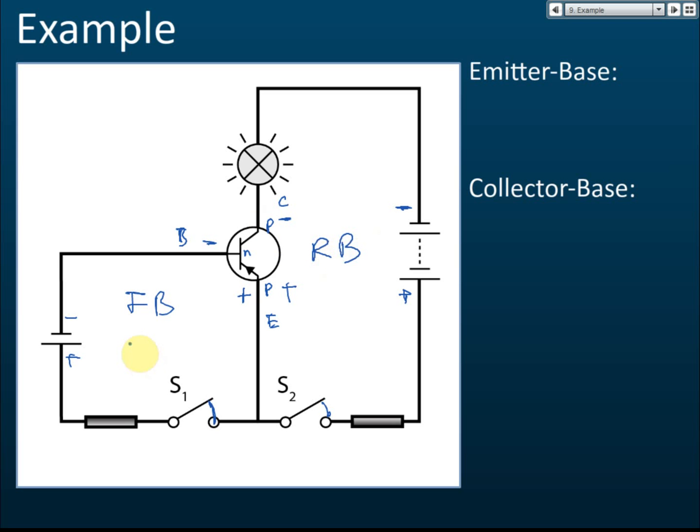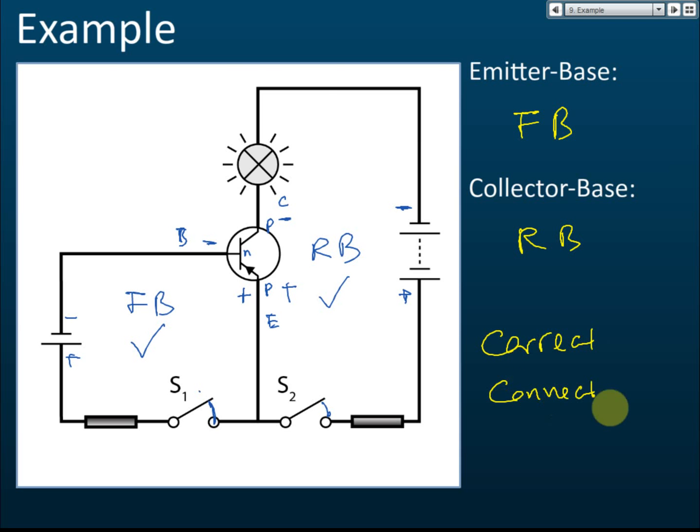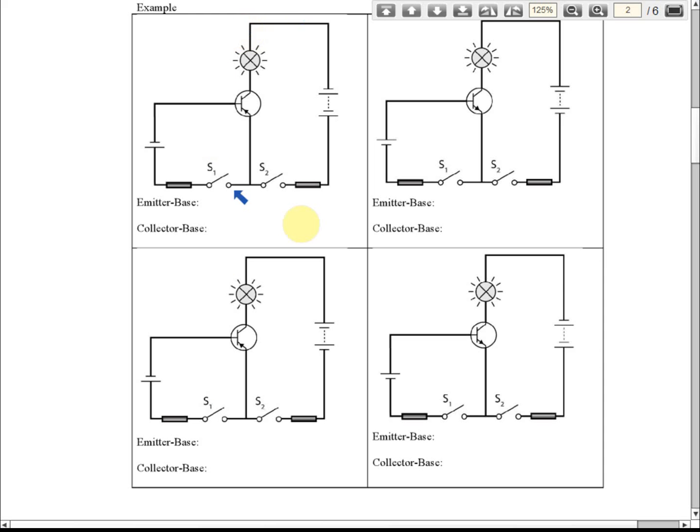The emitter base is forward bias. The collector base is reverse bias. So this is a correct connection. Right here, the emitter base is forward bias and the collector base is reverse bias, so this is a correct connection. Now let's move on to this one.